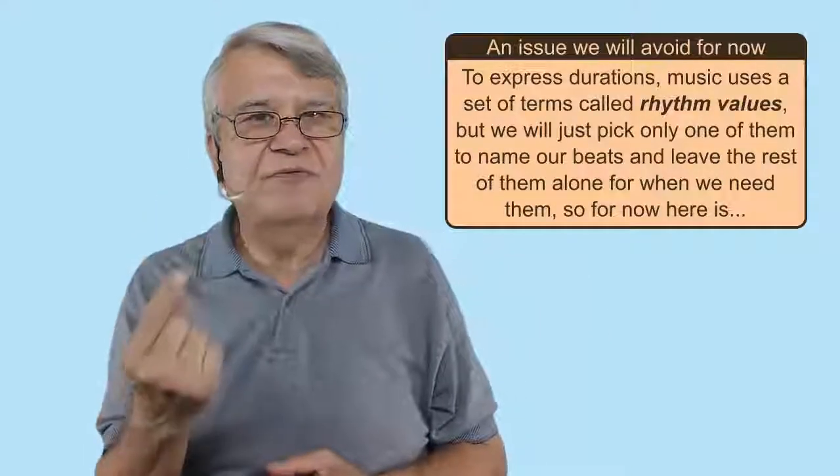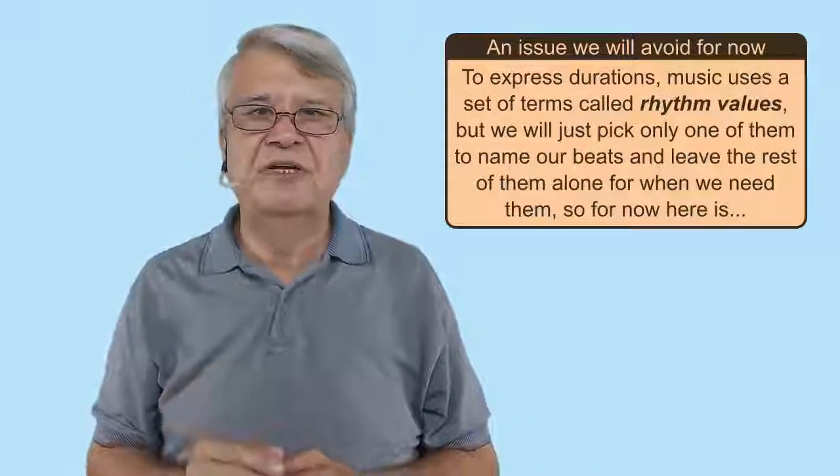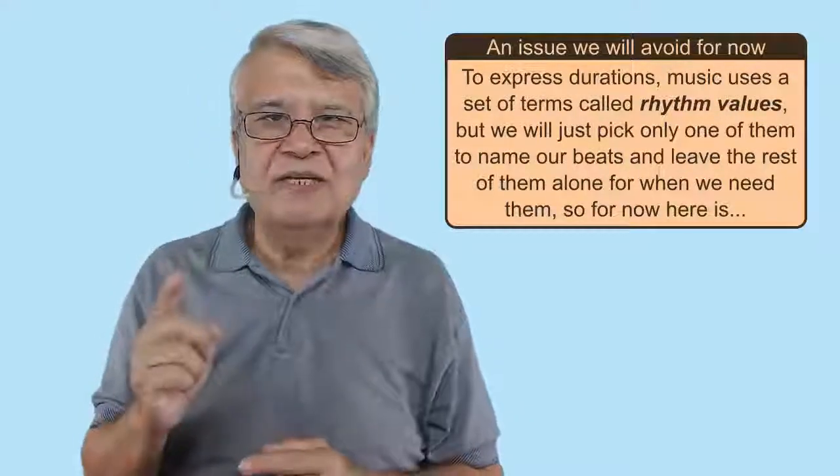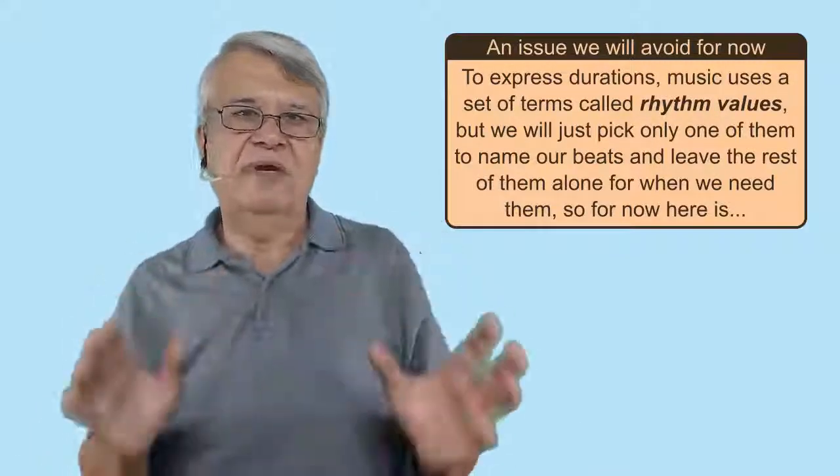Even when beats are grouped in bars, we need a more specific form of expressing the duration, for which music utilizes quite a few terms meaning different values, more formally known as rhythm values. But don't worry, we only need to know one of them to start reading music, so we will pick one and for now forget about the rest.